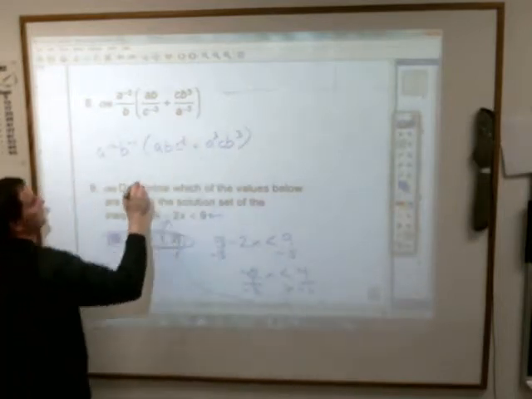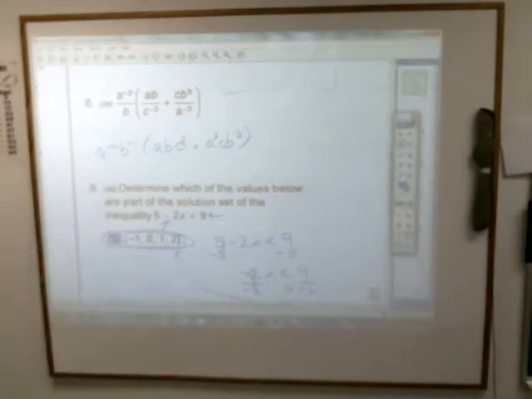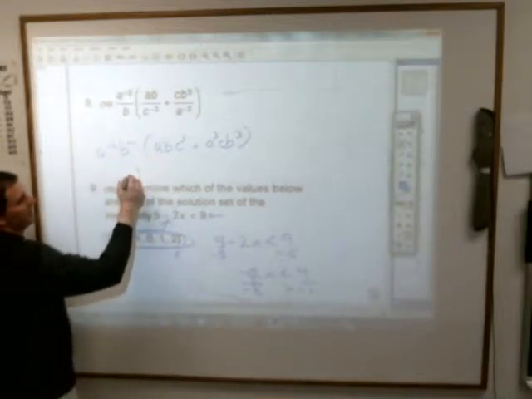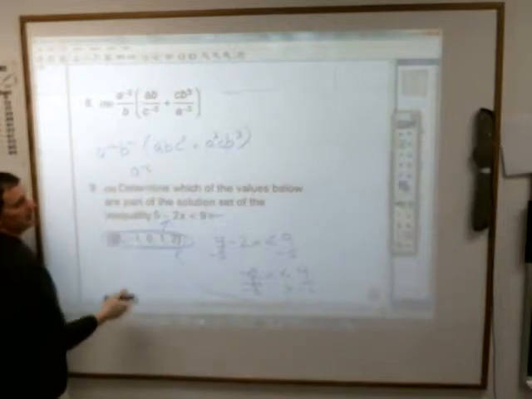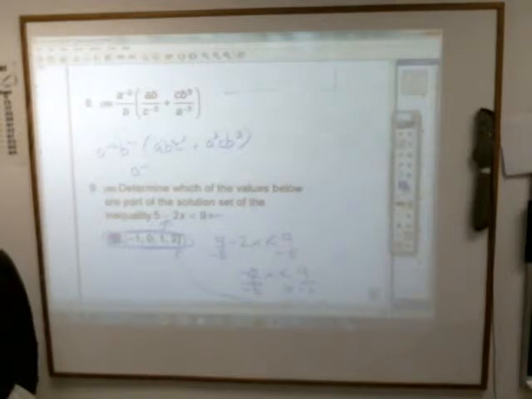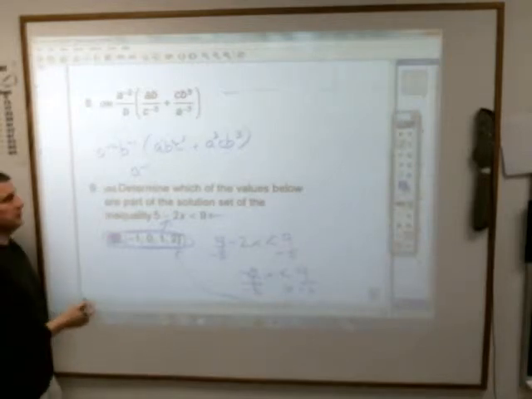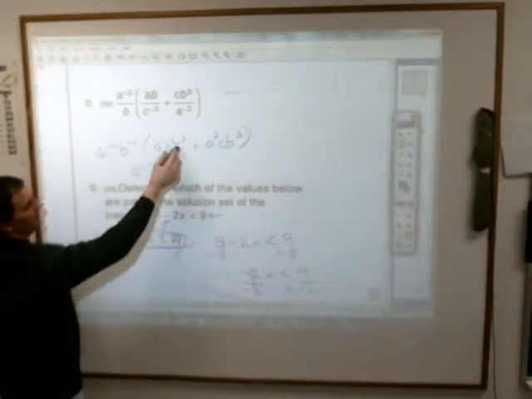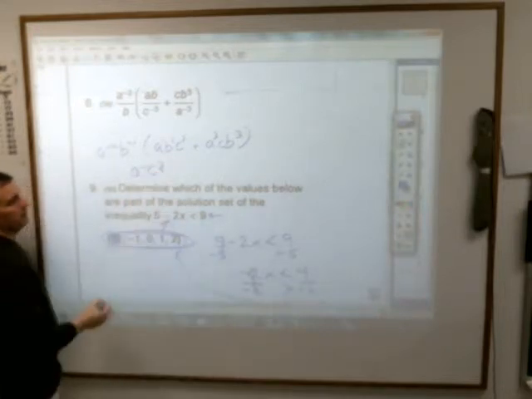Yeah, c should be 3. I think I wrote it just right for you. Is that what you got? Yes. Now here's where you have to be careful. A to the negative 2, a to the first, you add their exponents, you get a to the negative first. B to the negative 1 times b to the first, those actually cross off and leave you with nothing because it becomes b to the 0, which is 1. Okay, so you get no middle term. And then you have a c to the third power.